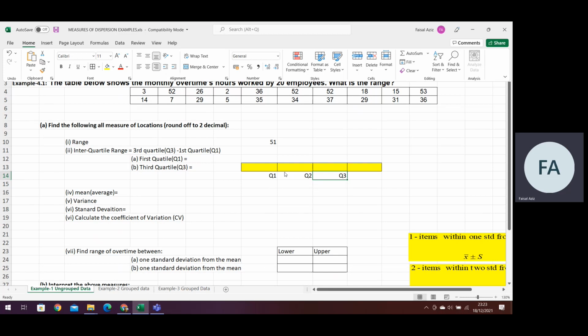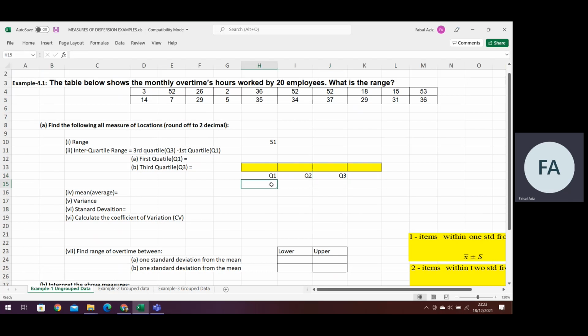Quartile 1 is a partition point below which there are 25% of observations. Quartile 2 is a partition point below which there are 50% of observations; 50% of observations lie below this one. Quartile 3 is the partition point below which there are 75% of observations. So this is the concept of quartile.